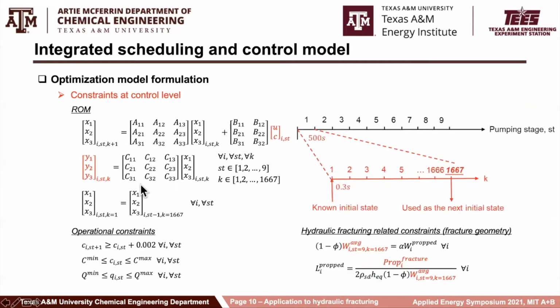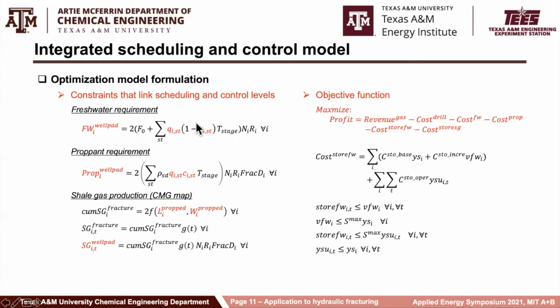At the control level, we have the reduced order model as constraints. Note that since the hydraulic fracturing should be viewed as a fed batch process, the number of the reduced order models that have to be added is equal to the number of the candidate well paths. Also, the reduced order model is developed for each time period K, while the flow rate and proppant concentration are assumed to be the same within each pumping stage ST. The necessary operational constraints and other constraints required for the application purpose are also added.